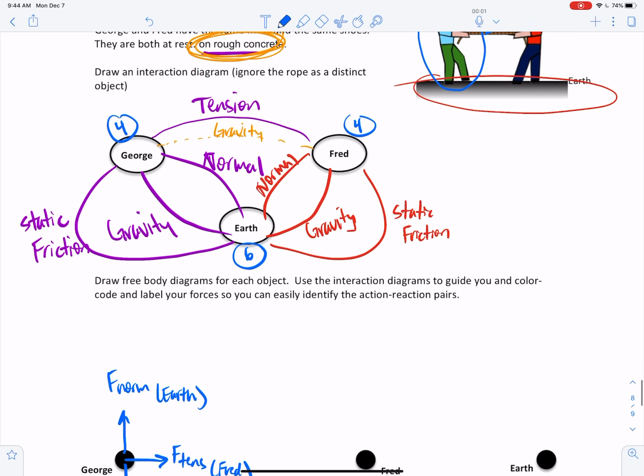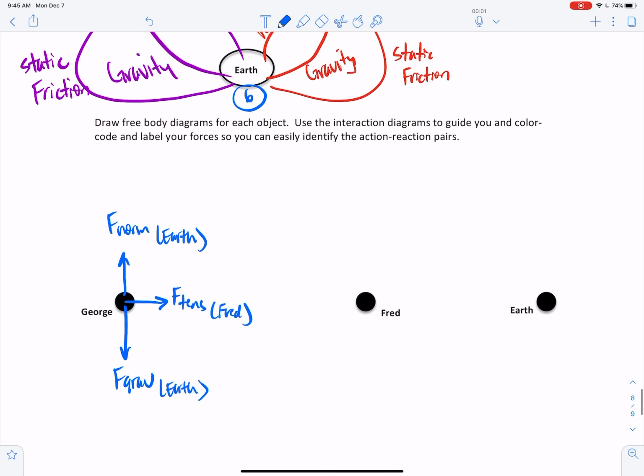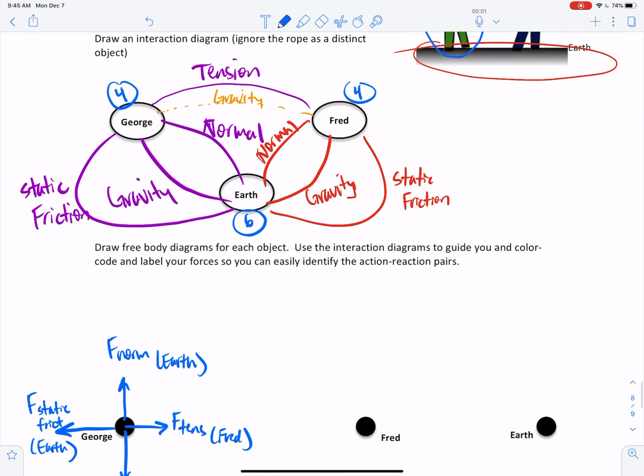And as George is pulled to the right by the rope, well, what resists that pull? Why isn't George pulled to the right? Because his shoes are gripping the earth. So his shoes must be holding him back. There's that static friction, right? And that's from the Earth. Okay, and I can see that here again, right? If I follow that line, static friction is coming from the Earth. I see it right there in the picture.